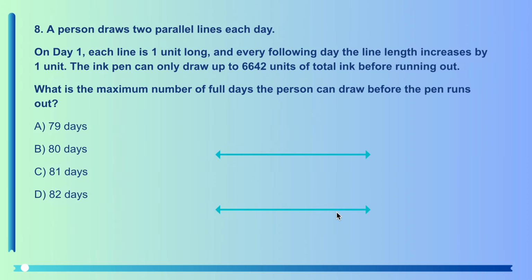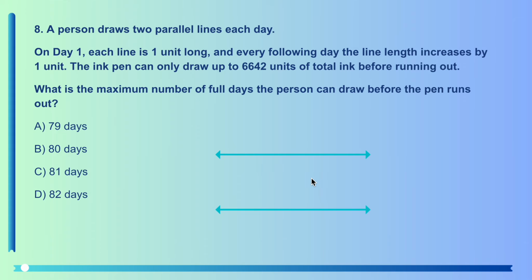So the next one, a person draws two parallel lines each day. On day 1, the line is 1 unit long, and then every following day, the length is increasing. So first it's 1 unit, then 2, then 3, then 4. But every single day, there are two of those lines because he or she is drawing parallel lines.